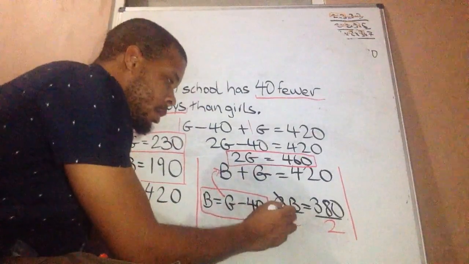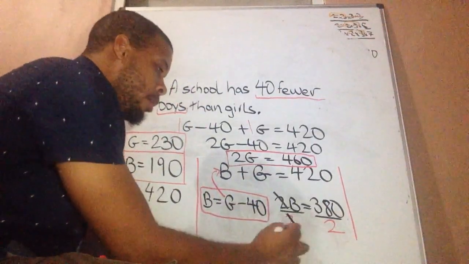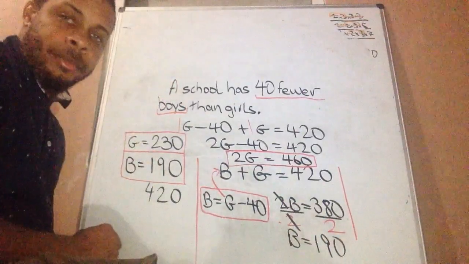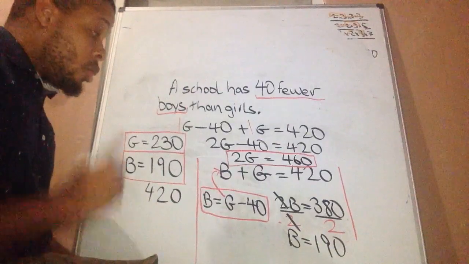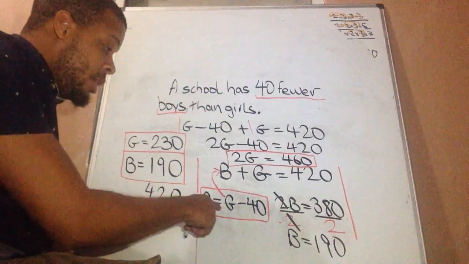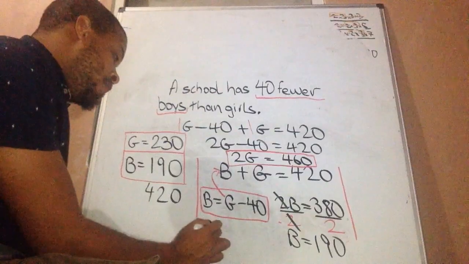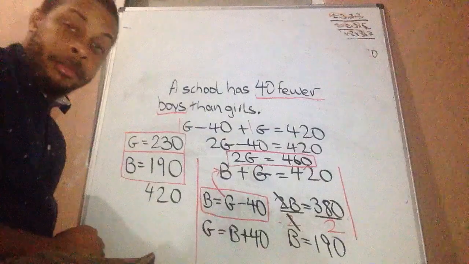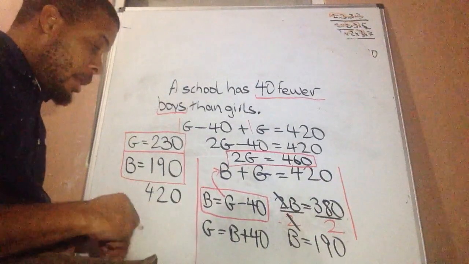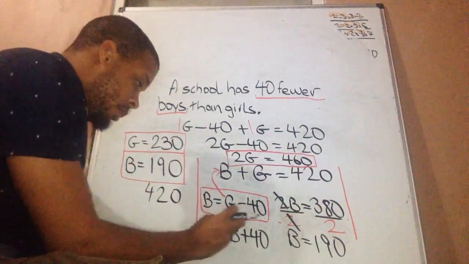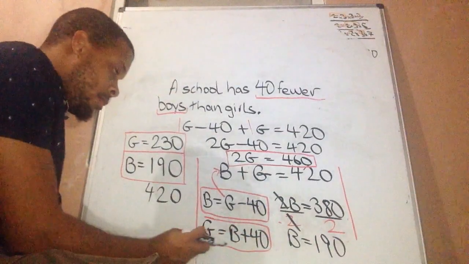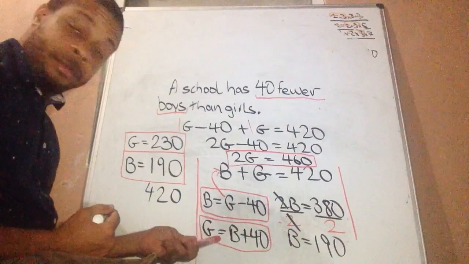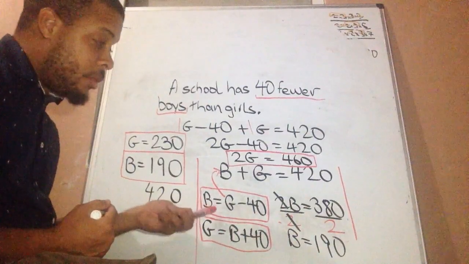So either way, the number of boys would still have been 190. So in other words, you can use B is equal to G minus 40, or you can use G is equal to B plus 40. Either of them can be used. So if this is less confusing, use that. If this is less confusing, use that.